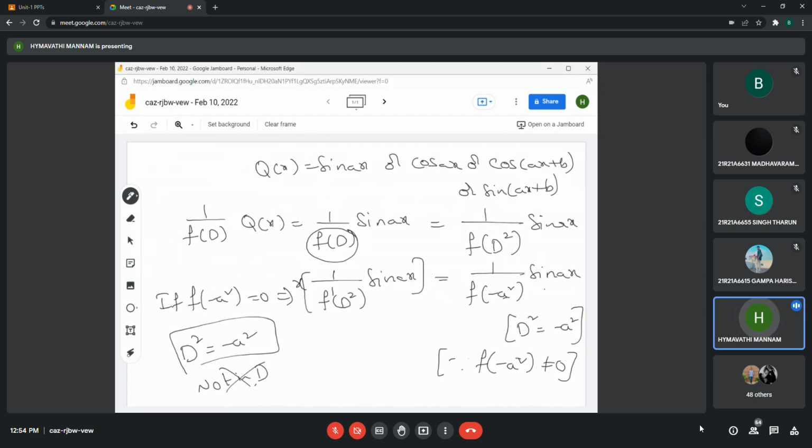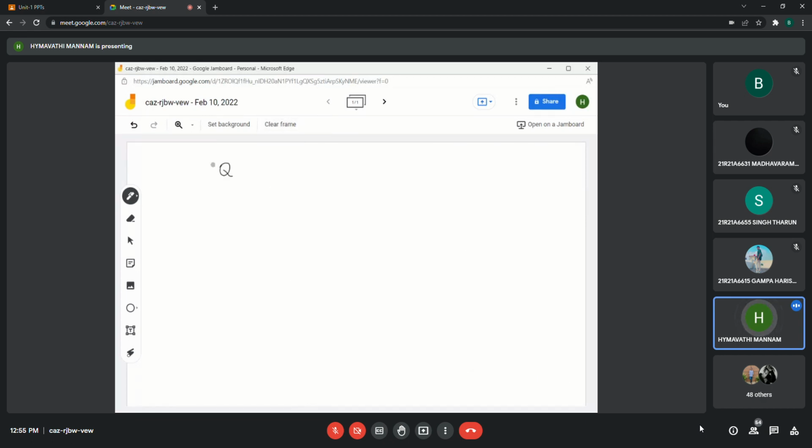Suppose f dash of minus a square is also equal to 0. Then you can write that as x square by 2 into 1 by f double dash of D square into sin ax. So this is the rule 2. And now the rule 3. Rule 3 is Q of x equal to a polynomial.